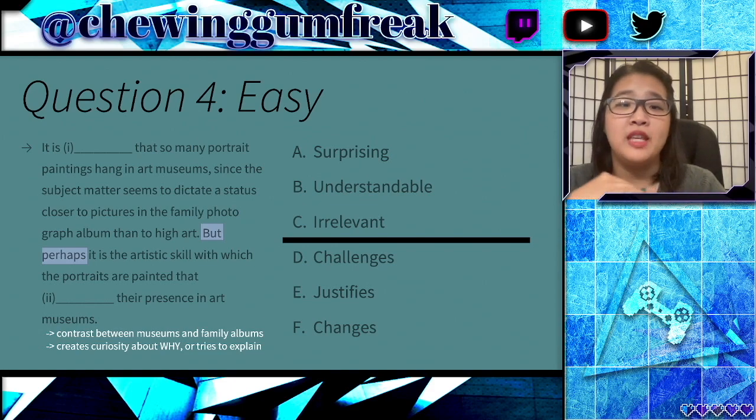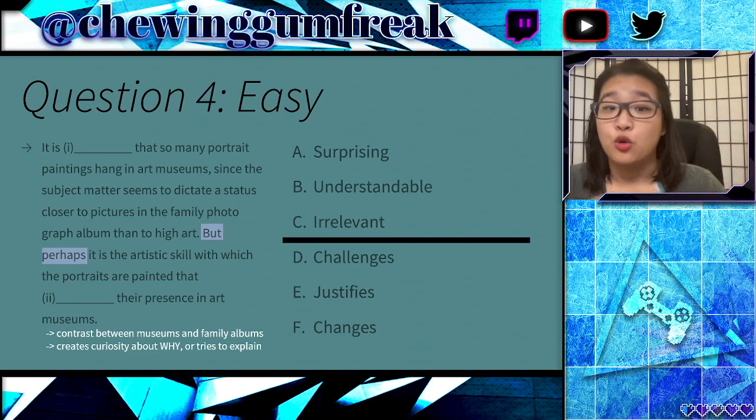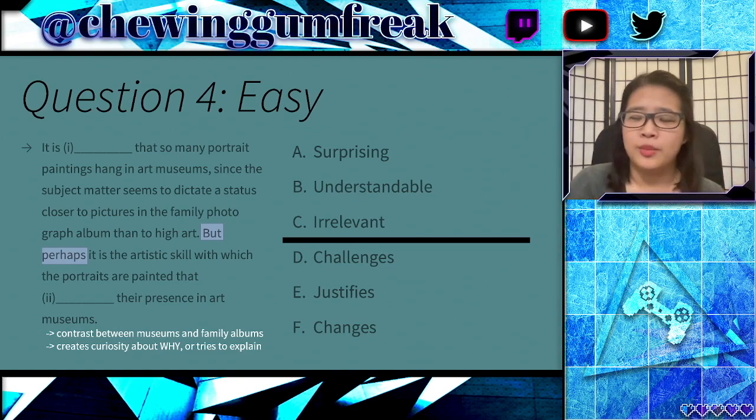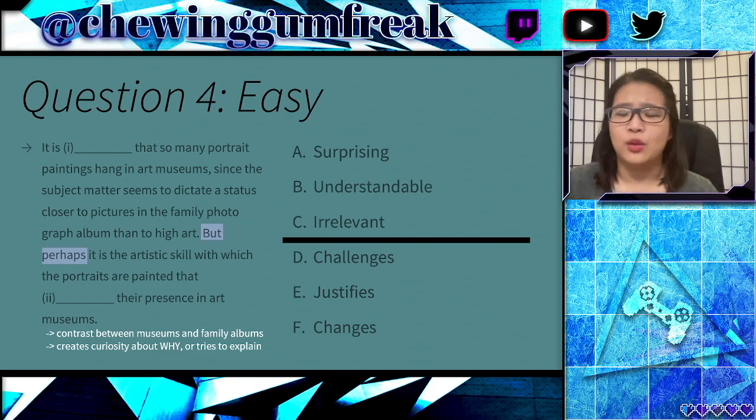Even though both of these things are describing these portrait paintings, we can see that they are sort of contrasting, right? We would expect these portraits to be in a family album, but we actually see them in art museums. We're looking for a word that can really highlight that contrast. If we look at A, surprising, that actually fits here because if we have the portrait paintings, it is surprising that we see them in art museums, even though they might fit better in a family photograph album.